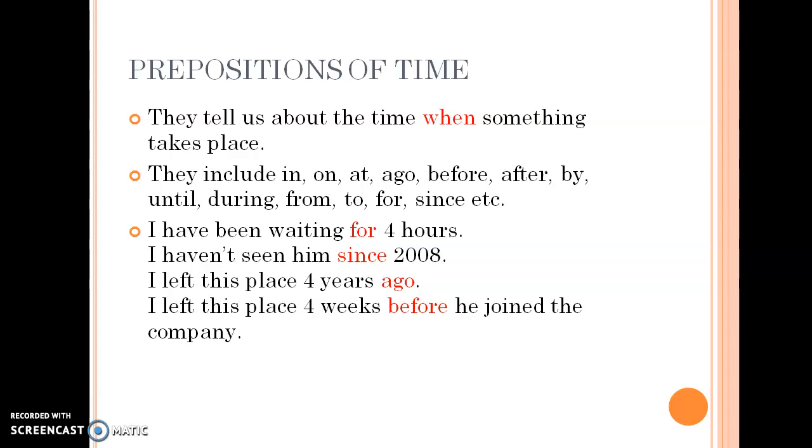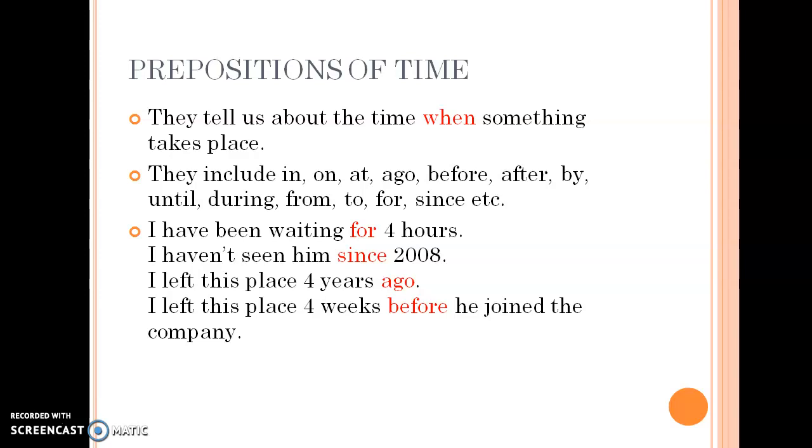I left this place 4 years ago. I left this place 4 weeks before he joined the company. Now what is the difference between "ago" and "before"? "Ago" is used when you want to talk about an action or an event that occurred in the past. And "before" is used when you compare an action that occurred in the past to something that has happened in the present.